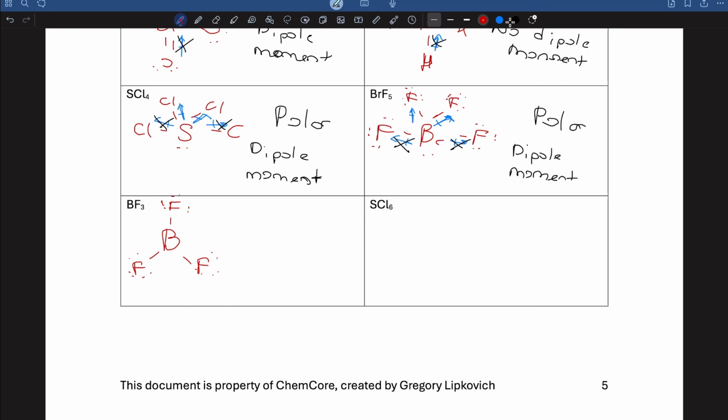And so each of these bonds is going to be polar toward fluorine. And you would think, oh, there's no cancellation, but these two looking down kind of cancel out and make just an equal bond looking down. And these two vectors do cancel each other out. So the structure is overall nonpolar. And it has no dipole moment.